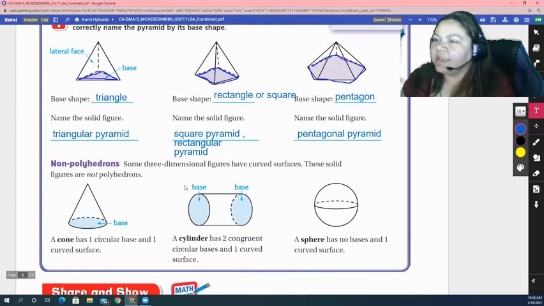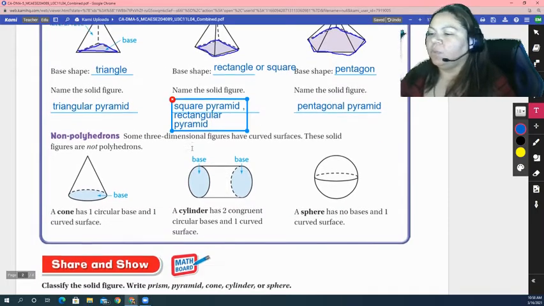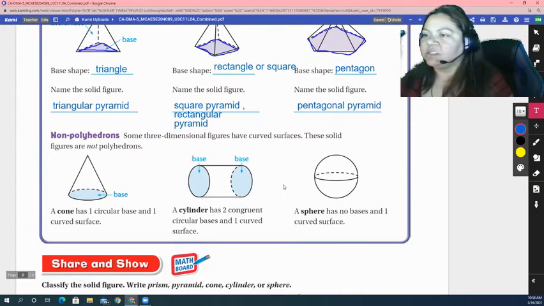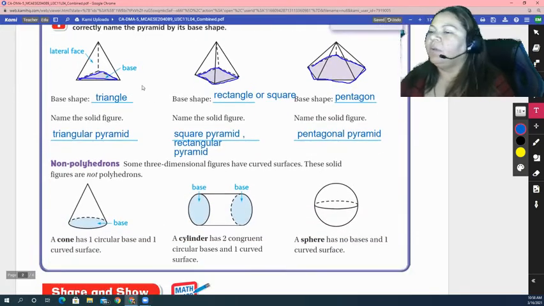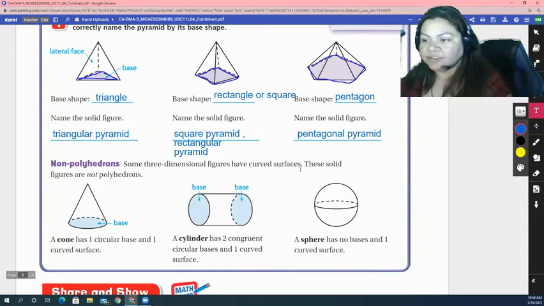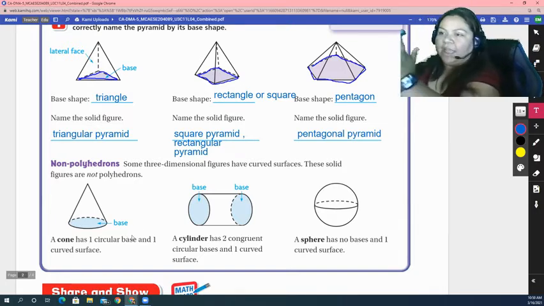All right, let's look at the next section. So we already looked at the prisms and the pyramids, and now we have our last section. The pyramids and the prisms, both of them are polyhedrons. Now we're going to look at the non-polyhedrons. The non-polyhedrons are three-dimensional figures that have curved surfaces. So in this case, we're going to have areas that are curved. These solid figures are not polyhedrons because they have curves. What does curve mean? It means that it's kind of roundish.